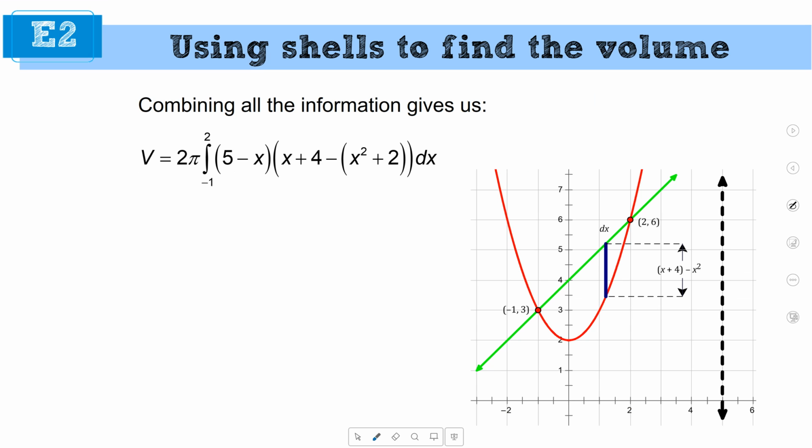So let's review what each of these things represent. This is the 2 pi from doing a shell. This is my distance from the axis of revolution we talked about already. This is the area of the rectangle. And I'm taking rectangles from -1 to 2.